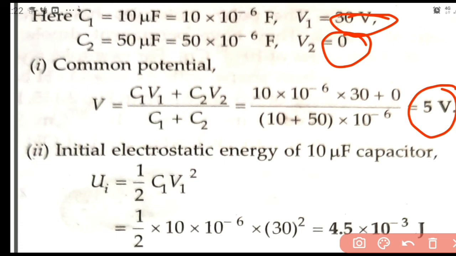Now, the second part: we need to find the initial and final energy stored. You can use the equation half CV square. Initially, energy is stored only in the first capacitor, because the second capacitor is not connected to any source. So the initial electrostatic energy is half C1 V1 square. Substituting, we have 4.5 into 10 raised to minus 3 joule. That is the initial electrostatic energy.